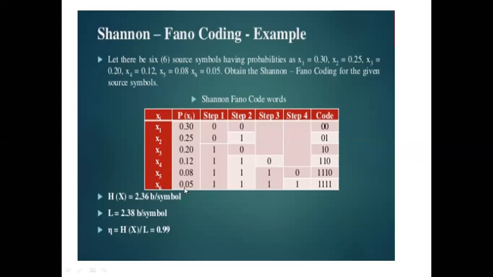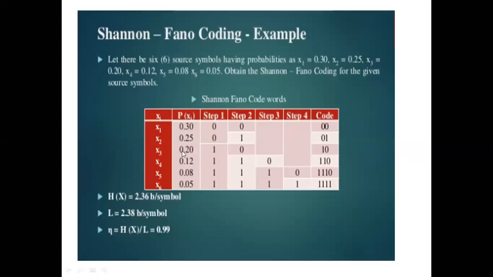Whatever the number of source symbols, the total probability will always be 1. If it is 6 symbols, it is 1. If it is 20 symbols also, the probability will always be 1. You have to keep in mind that the total of all the probabilities must be equal to 1. So no need to check; obviously it will be 1.